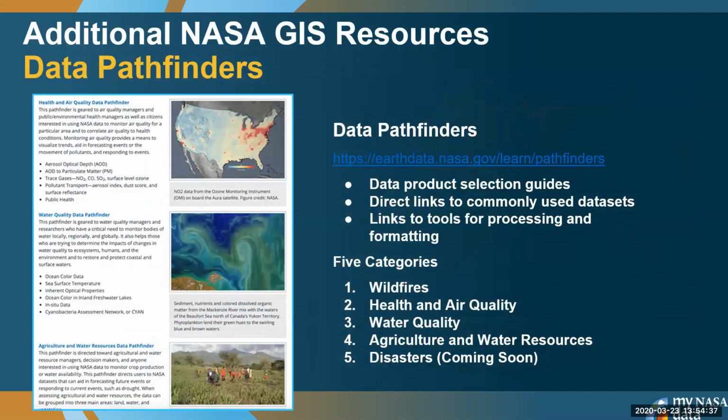I thought I would include just a couple slides here on some additional NASA GIS resources. I do not work to create these resources, but I found them very helpful starting out in my career working with data. One of those is Data Pathfinders. These are instructional guides categorized into different topics like wildfires, health and air quality. They describe the different ways data can be used to observe these different categories, and then what tools from NASA you can use to visualize and access them. Next slide.